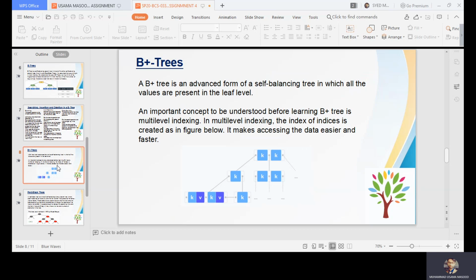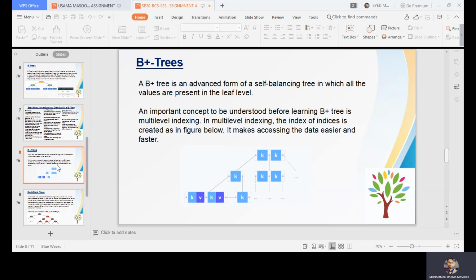An important concept to understand before learning the B+ tree is multi-level indexing. This is an important feature of the B+ tree. If you learn about multi-level indexing, then you should learn how the B+ trees actually work. In multi-level indexing, the index of the indices is created as shown below, and a figure of the B+ tree mechanism is also delivered in this slide. It makes accessing the data easier and faster, and this is one of the most beautiful features of the B+ trees.